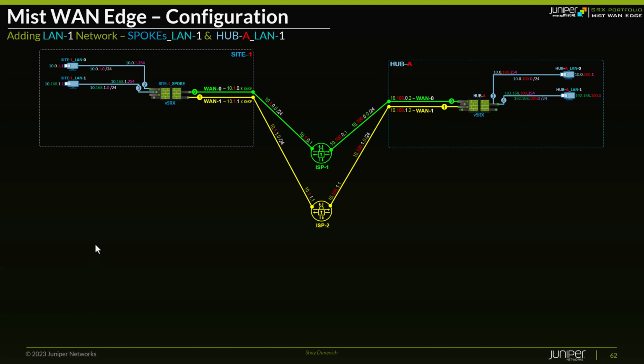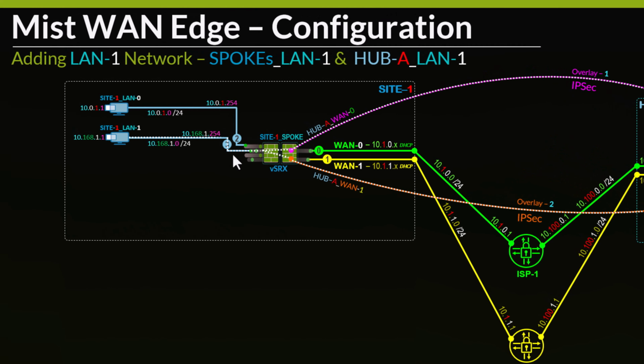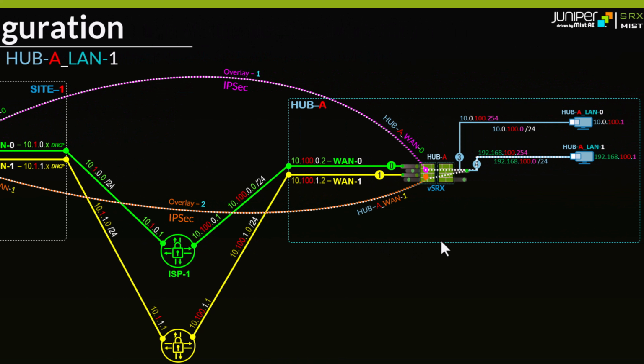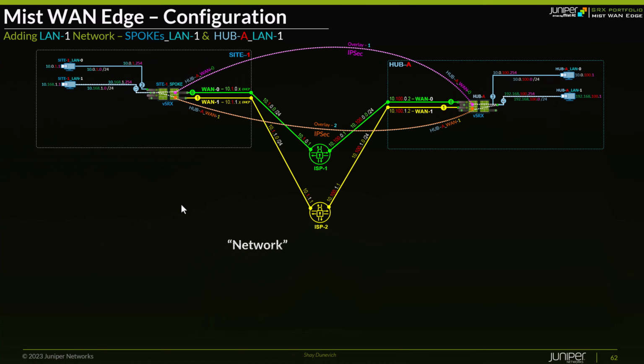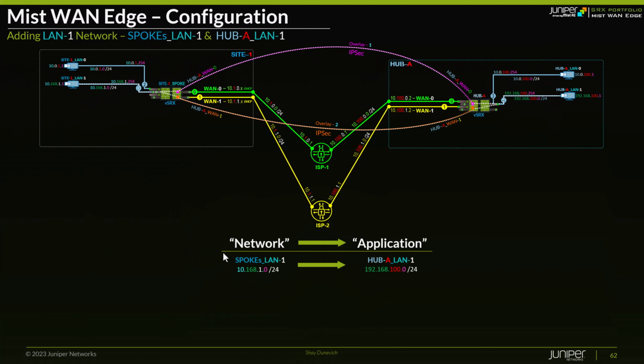Okay, so next we're gonna go ahead and add our LAN 1 network to the spokes template and also to the hub profile. So again, we're gonna be adding a new LAN segment to this VSRX site 1, which is gonna be the LAN 1 using the network we have configured, and also on the hub we're gonna be adding LAN 1 as an additional host connected to the VSRX. So again, all communication is between network and applications, and we have configured this application, Hub A LAN 1, and the original spokes LAN 1 network is this 192.168.1.0 before it's being source NATed.